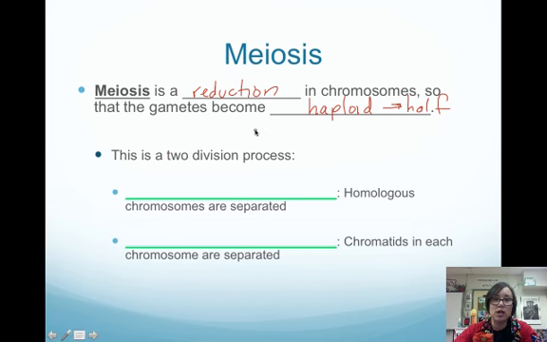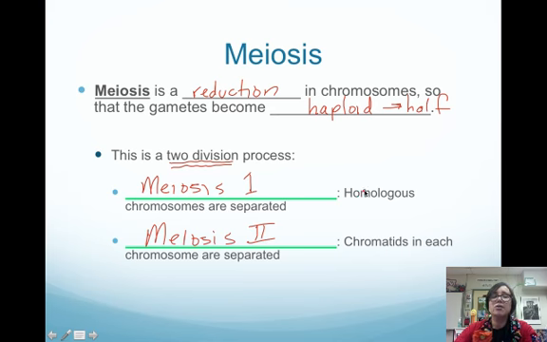There is a two-way process that has to happen in order to bring our number from 46 down to 23. So meiosis actually has 2 divisions, which makes it different than mitosis, which only has 1. So the 2 divisions are meiosis 1 and meiosis 2. In meiosis 1, homologous chromosomes are separated, so they're 2 chromosomes, remember, that are roughly the same size, shape, and control the same function. And in meiosis 2, we're separating chromatids in each chromosome in order to bring our final number down to half of what we started with.